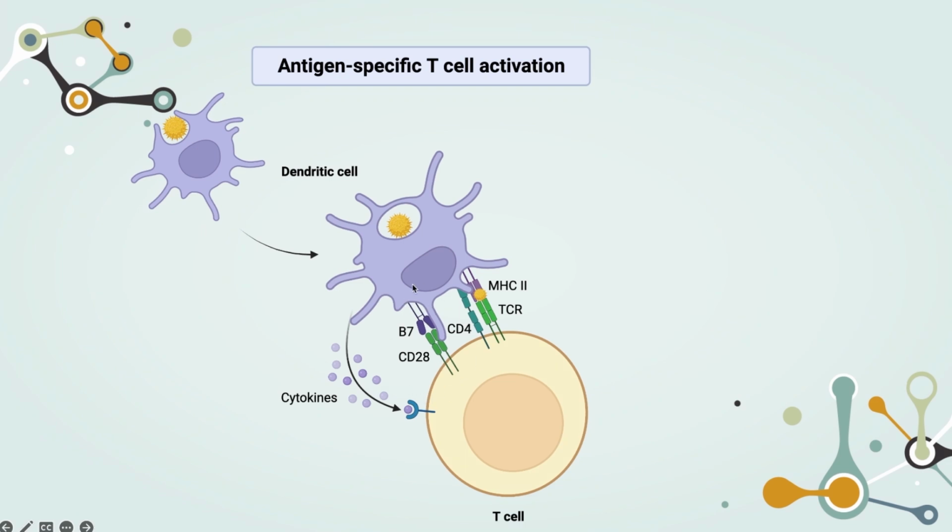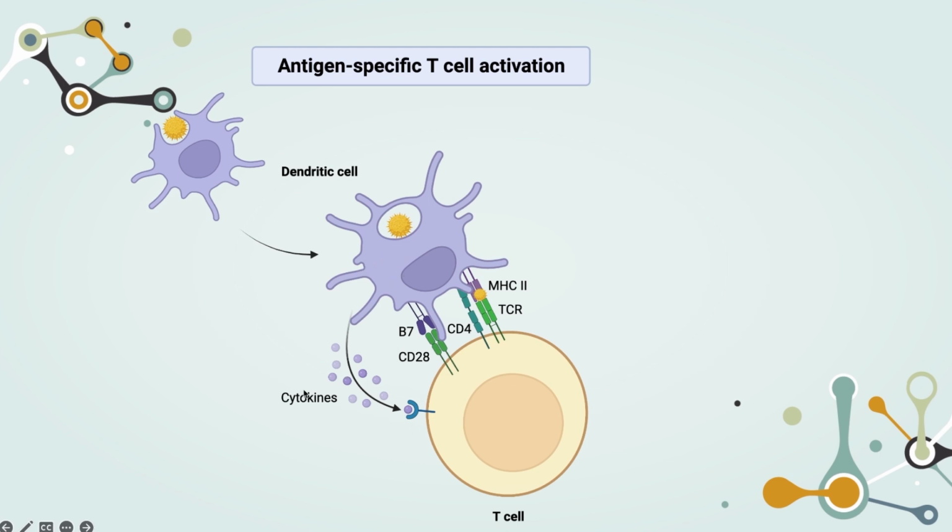Now, this co-stimulatory signal helps to prevent unwanted T cell activation. For example, if there is a self-antigen and if there is presentation of self-antigen to a T cell, this alone will not activate the T cell. Our body needs another co-stimulatory signal to activate the T cell, and this is the interaction between B7 and CD28. Now, after this interaction between the primary signal and the secondary signal, there'll be release of cytokines from the antigen presenting cell.